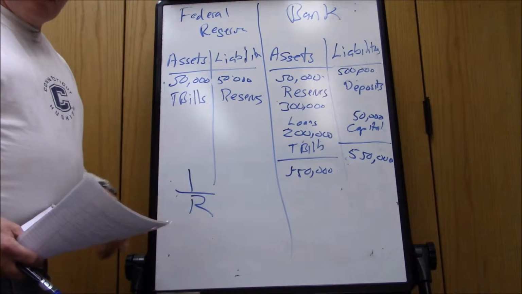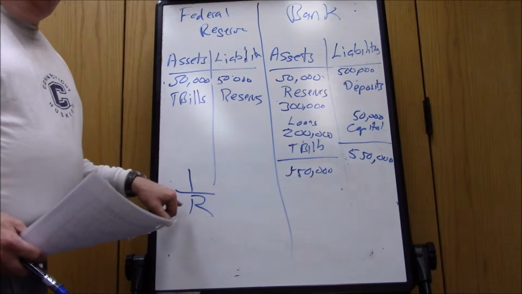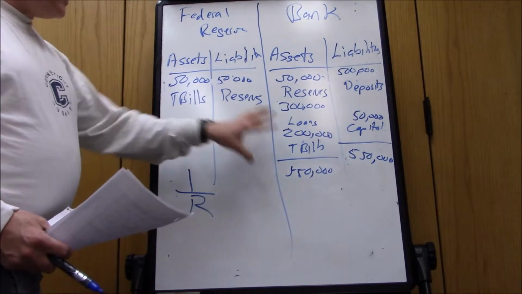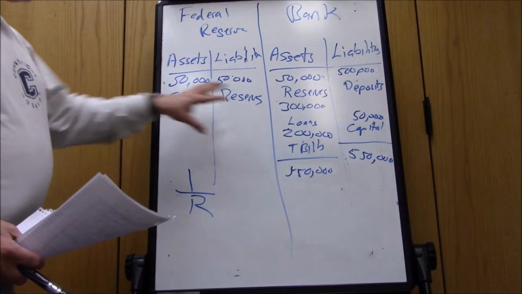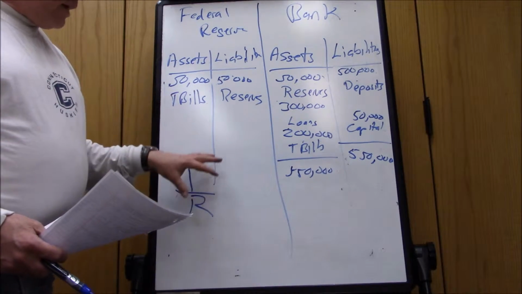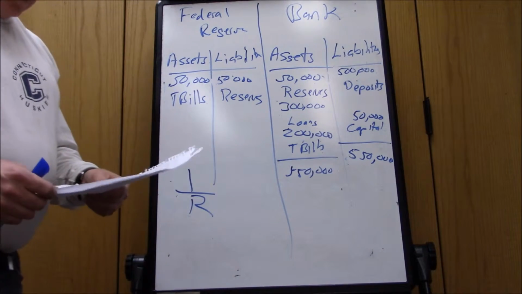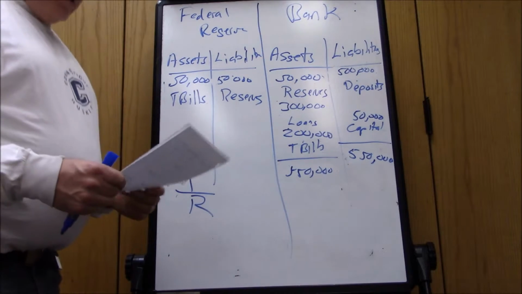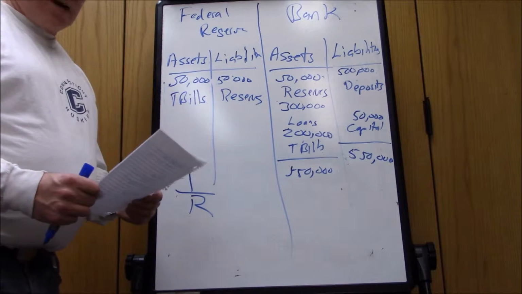And so when the Federal Reserve sells bonds, the shrinkage of the overall money supply is again at the rate of 1 over R. And in this case, where R is 0.1, we were assuming a 10% reserve requirement, it'll be 10 times. So when the Federal Reserve sells $50,000 worth of bonds, the money supply is going to shrink by $500,000, 10 times.